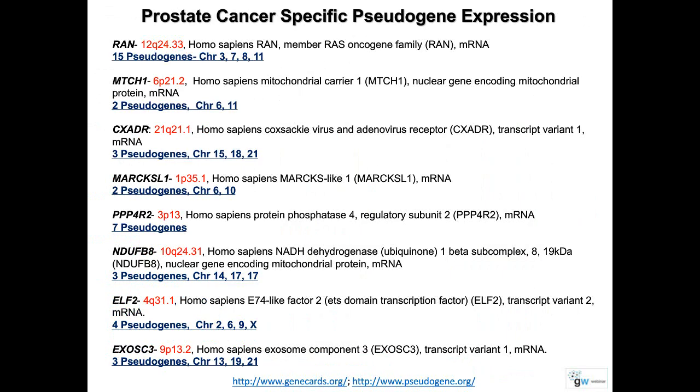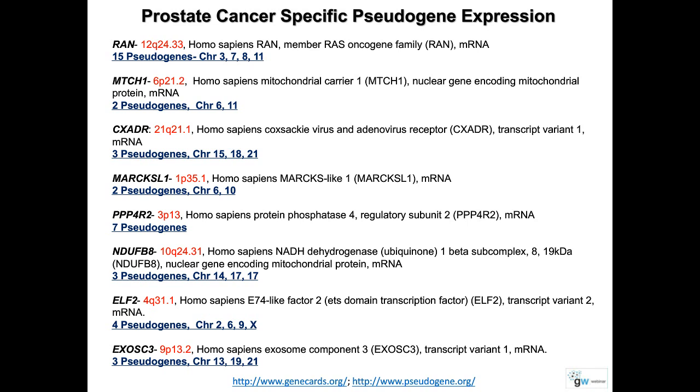These are the 8 candidate pseudogenes that we identified to be expressed in prostate cancer: RAN, MTCH1, CXADR, and other genes. As you can see, some of these, like the RAN gene, have 15 pseudogenes, located on chromosomes 7, 8, 11, and so on. If you have the UCSC browser, you can actually visualize the locations of genes, either processed or unprocessed.